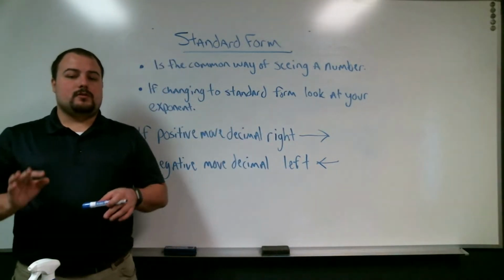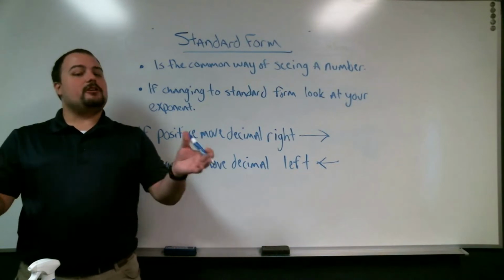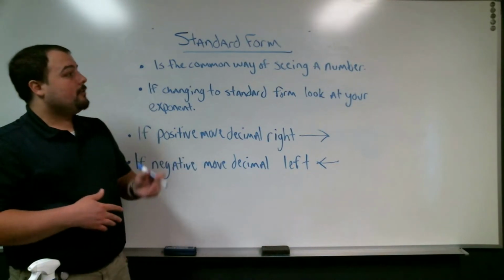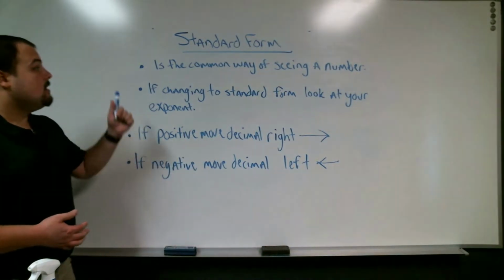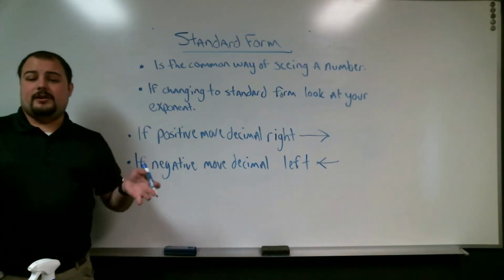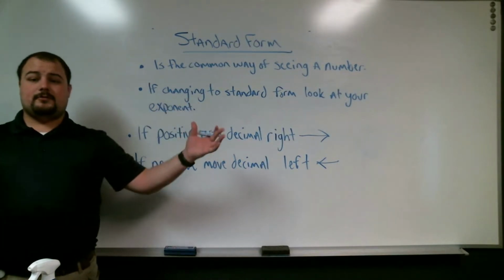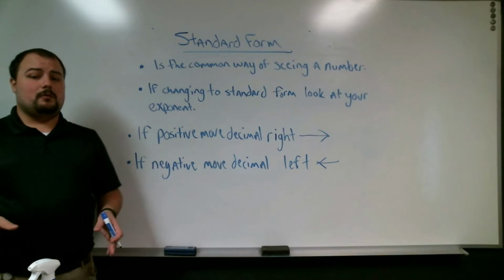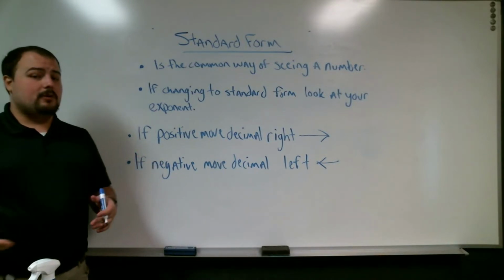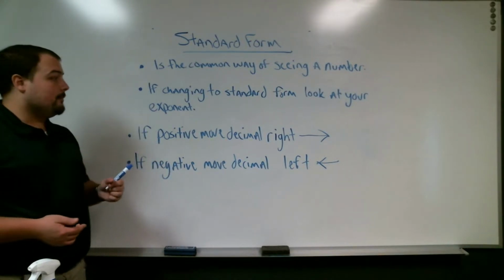So one of the things we're going to do in the very first few examples is take a number that's written in scientific notation and change it to standard form. Standard form is a common way that we see a number. When we see a number that's written really large or really, really small without any times 10 to some power, then that's probably written in standard form.